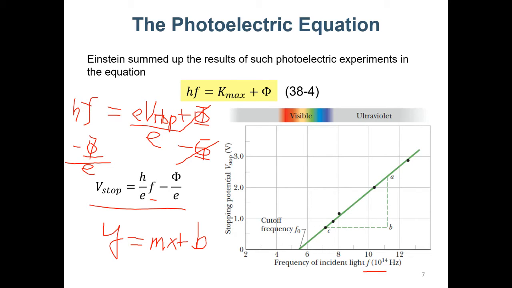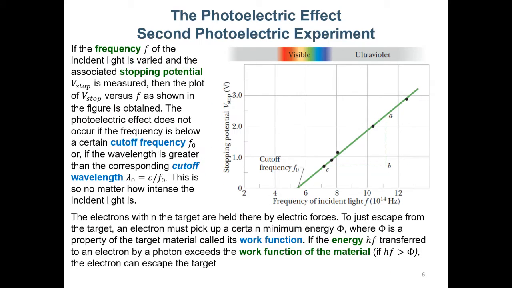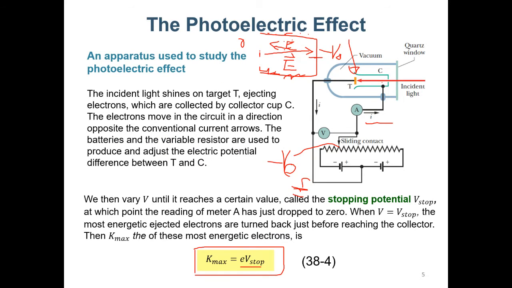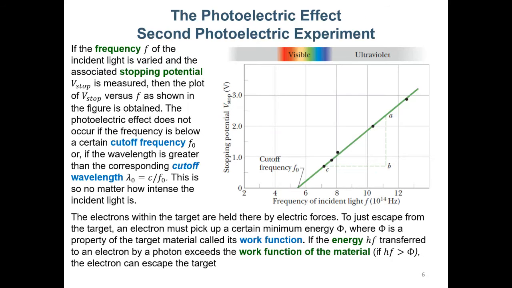So Einstein and Planck fit two phenomena with actually the same Planck constant. Because e is already known, and phi is related to the material of the target.